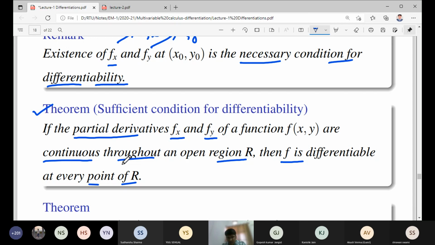So for this one, we need to find that first of all, your given function has partial derivatives f_x and f_y, and these partial derivatives are continuous throughout the open region R. Then we can say that our function is differentiable in the given region R at every point of R, right? So this is our sufficient condition to check whether our given function is differentiable or not. This is a very important theorem. So note down this definition.